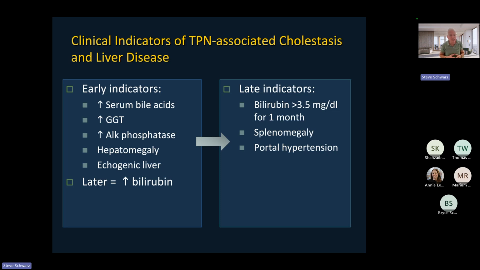So we really could identify those at-risk situations very early, because the late indicators would be a total bilirubin level of greater than 3.5 that persists, the presence of splenomegaly and portal hypertension. Well, in that case, the horse is already out of the barn because we're already showing signs of significant liver disease marked by fibrosis and an increase in portal pressure.